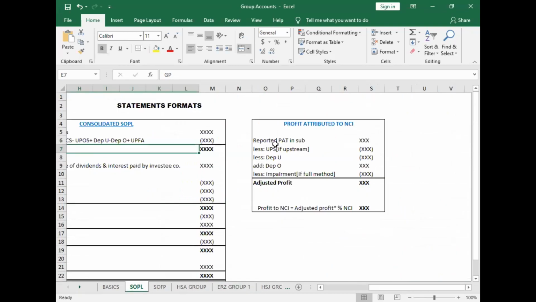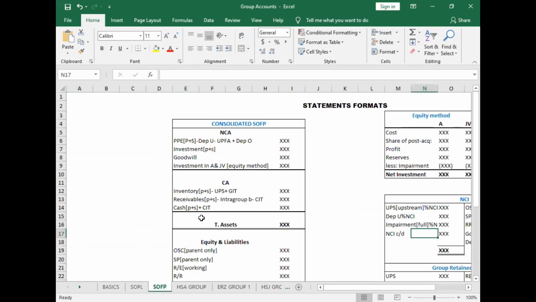So from the reported profit after tax in the subsidiary, you deduct unrealized profit on stock if the sales were upstream, that is from the subsidiary to the parent. You'll also deduct depreciation undercharge. Then depreciation overcharge, you add it back, isn't it? Then you deduct impairment. Impairment will only be deducted if the full goodwill method has been used. You will now find the adjusted profit, where you multiply by the NCI percentage to find profit attributable to NCI, isn't it? So the income statement doesn't have many adjustments.